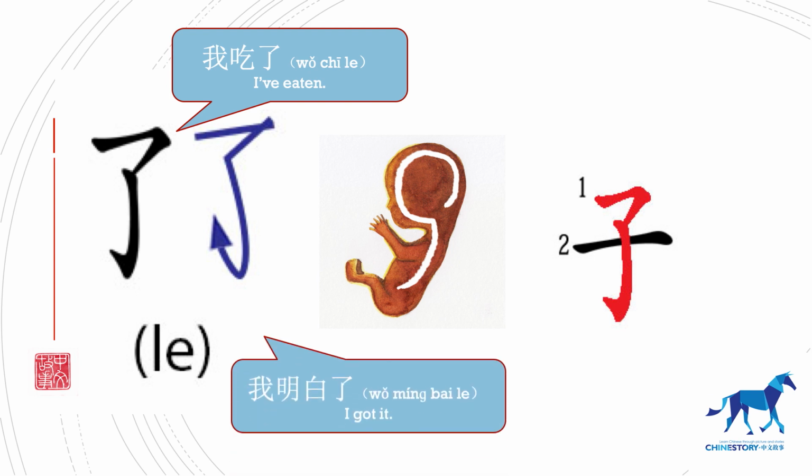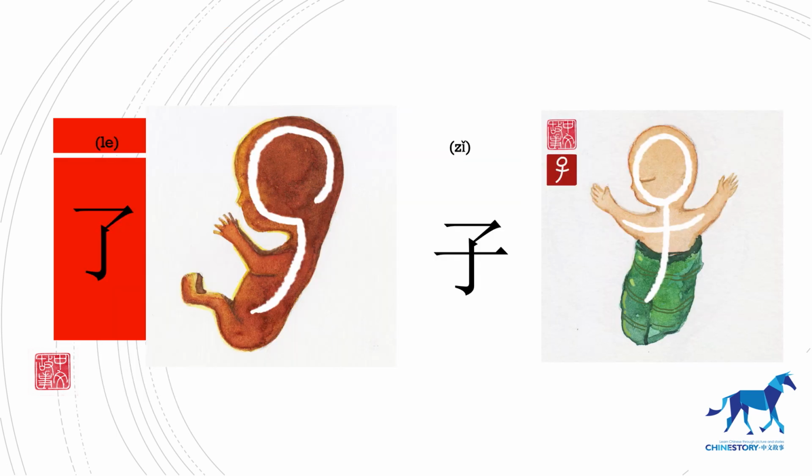我明白了. Then what does this character on the right mean? It is written as le and then E. Yes, you are right, Wyatt. Le and then E. The character depicts the image of a newborn baby waving arms in the air. It means son or young.